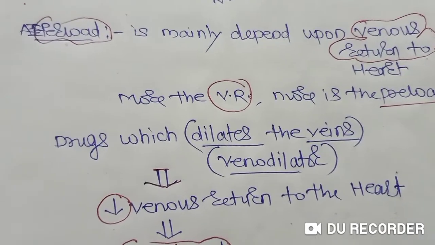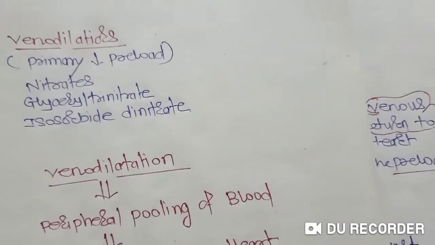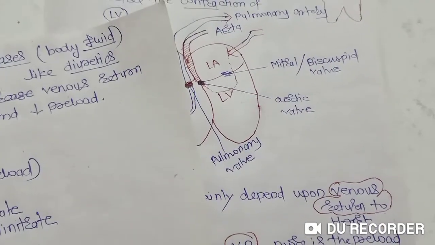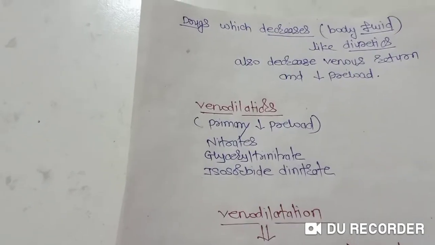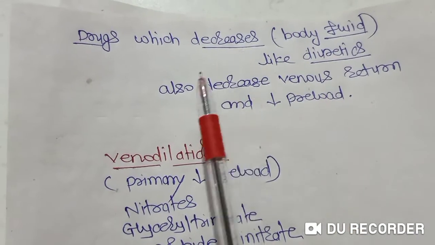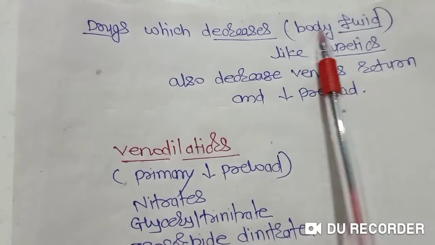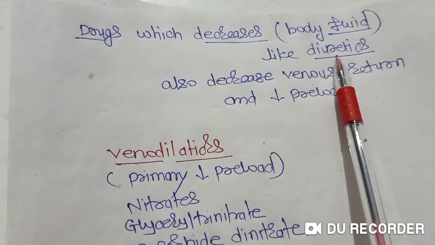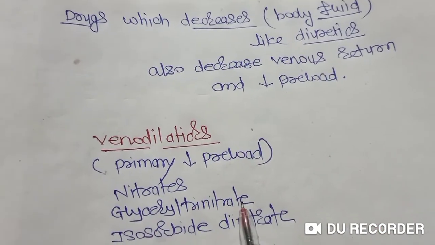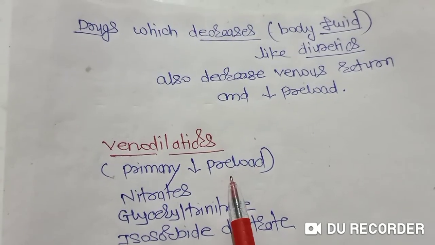Now, what are the drugs which decrease the preload? Drugs which decrease the body fluids like diuretics also decrease venous return to the heart and decrease the preload. Also nitrates, glyceryl trinitrate, isosorbide dinitrate, these are the venodilators. They primarily decrease the preload.